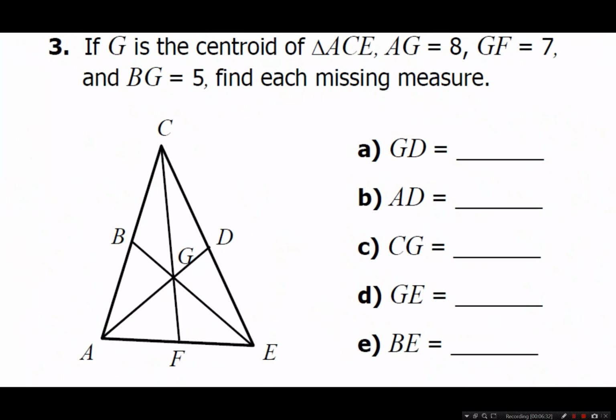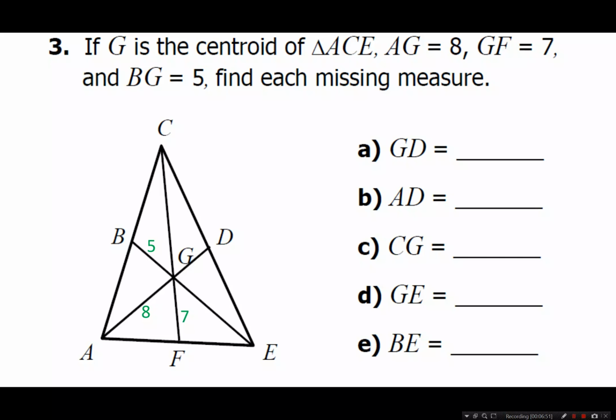Now let's look at example 3. It says G is a centroid of triangle ACE. AG equals 8, GF equals 7, and BG equals 5. We're finding each missing measure. So the first thing it wants us to find is GD.